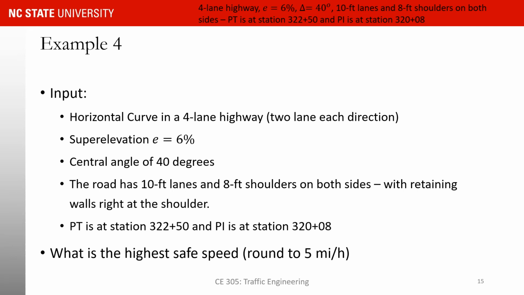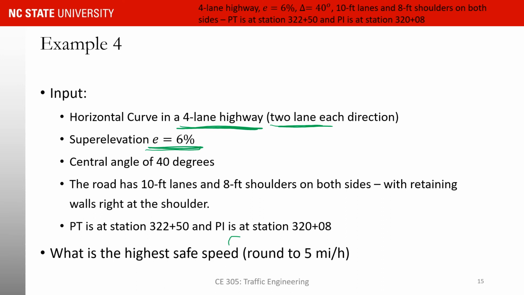So in this example, we have a horizontal curve on a 4-lane highway. And one thing that you want to keep in mind, whenever we say 4-lane highway, 6-lane highway, we are talking about the total number of lanes. So 4-lane highway means that I have 2 lanes in each direction. In this 4-lane highway, my superelevation is 6%.